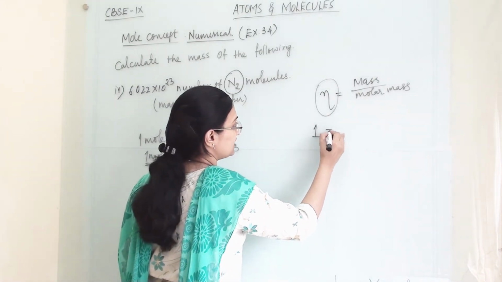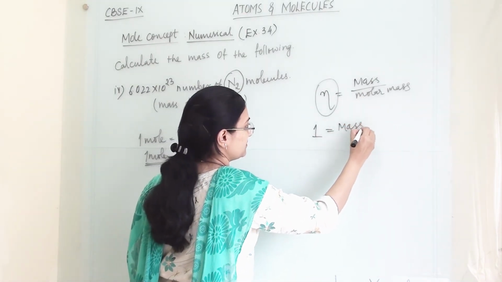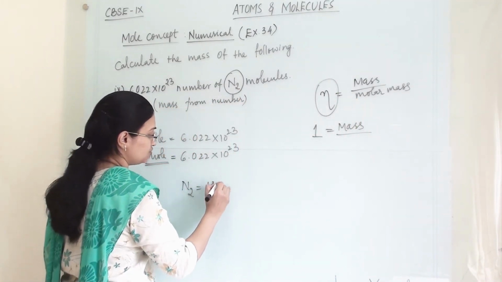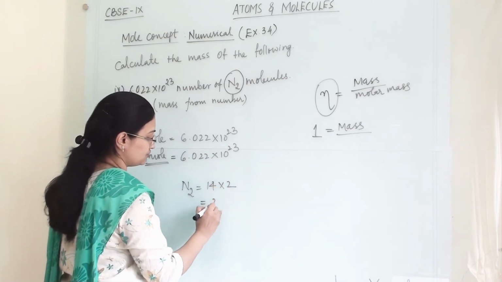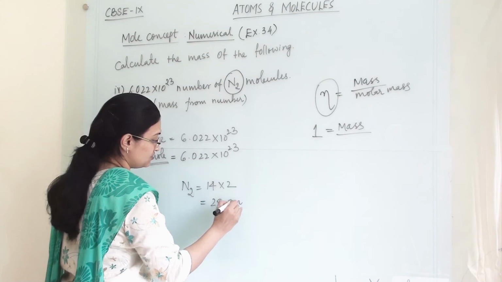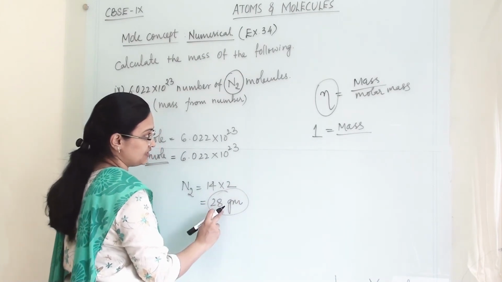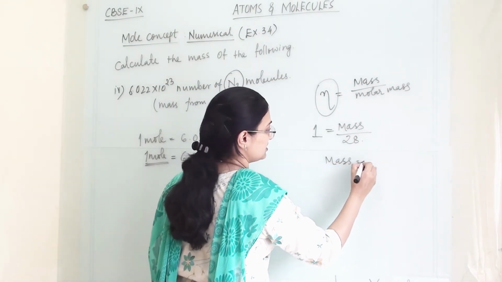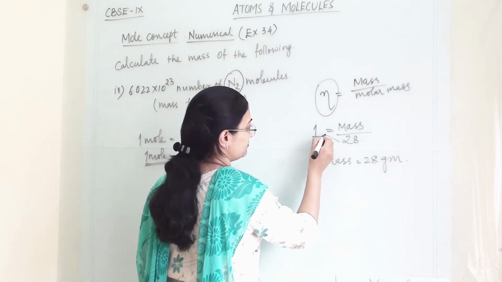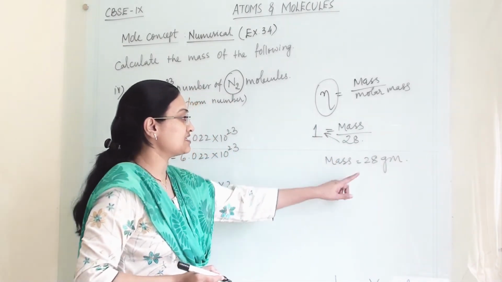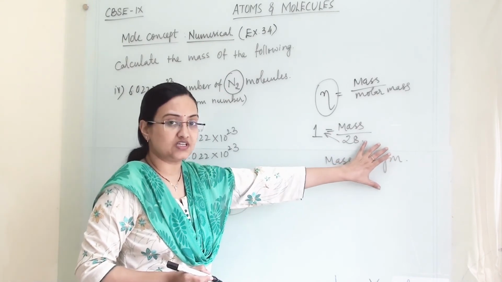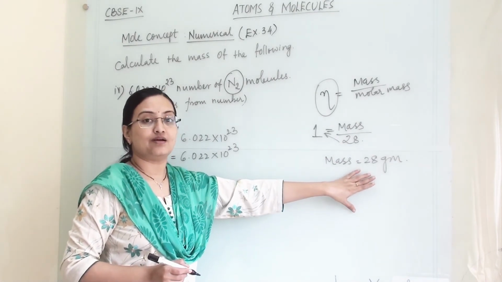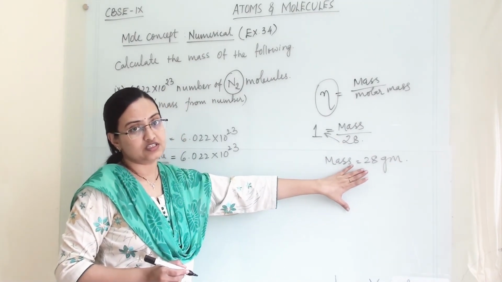So here 1 equals mass we need to find out divided by molar mass. Now it is N2, so 14 into 2. This is atomic weight of nitrogen. So this is 28 gram, the molecular weight of nitrogen. Divided by 28, so our mass is 28 gram. Now what is this 28 gram? For this many number of nitrogen molecules, 28 gram is the weight of this substance.